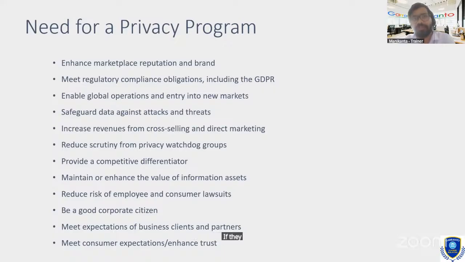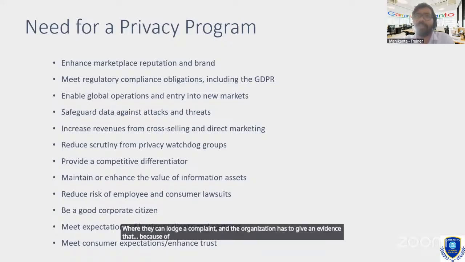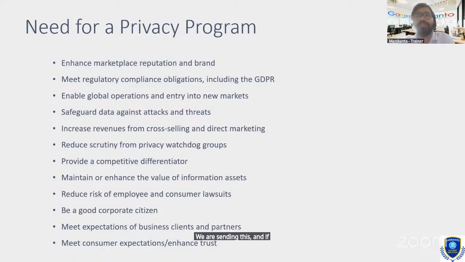If they fail to do so, the organization will land in a problem where you can lodge a complaint, and the organization has to give evidence that because you signed up for a certain place, we are sending this. If they fail to do so, they'll be penalized. Okay, that's the purpose for the business. Now I'm talking about the country perspective or organization perspective. But if you fail to do so, the government will not sign a contract with you.